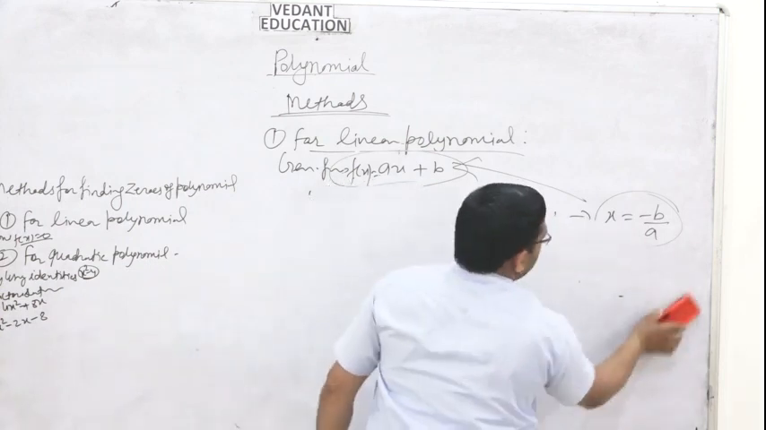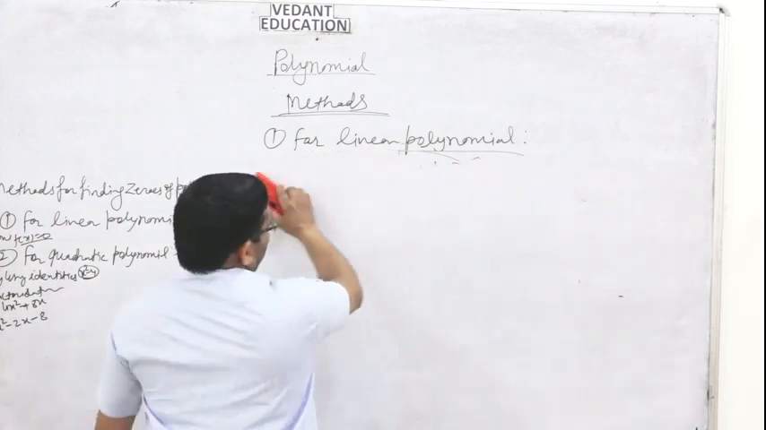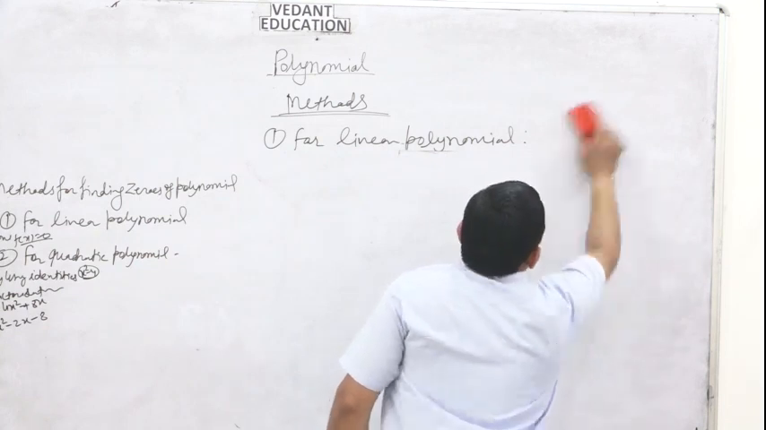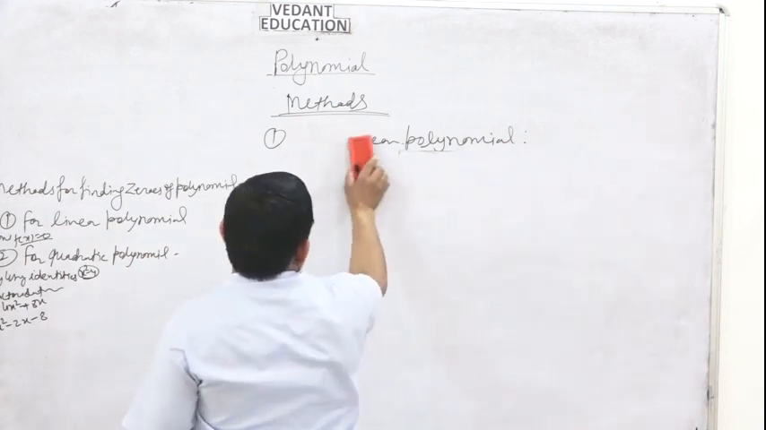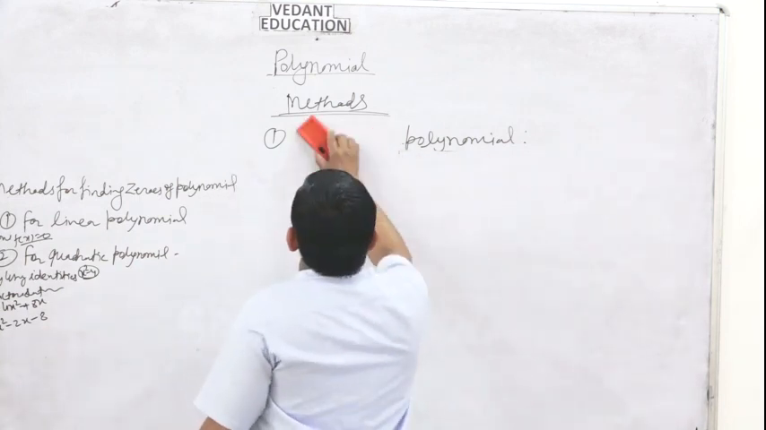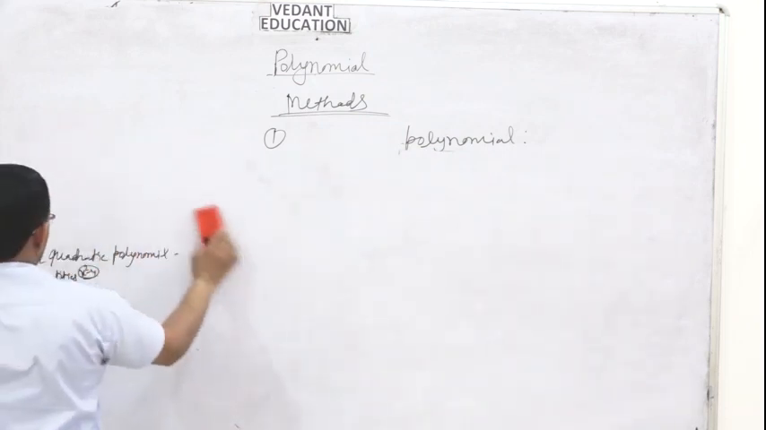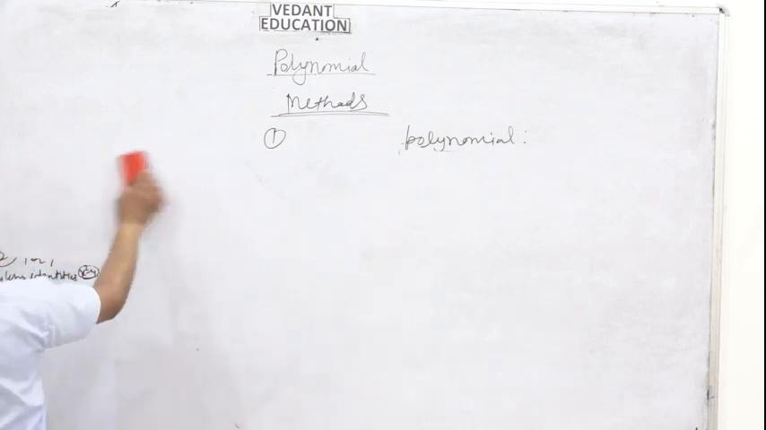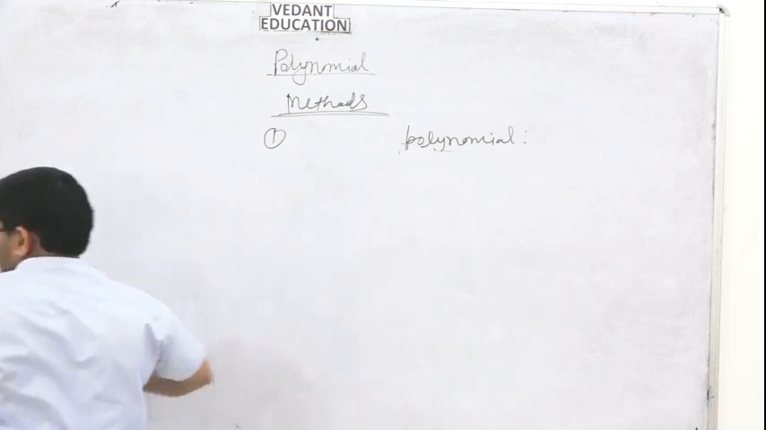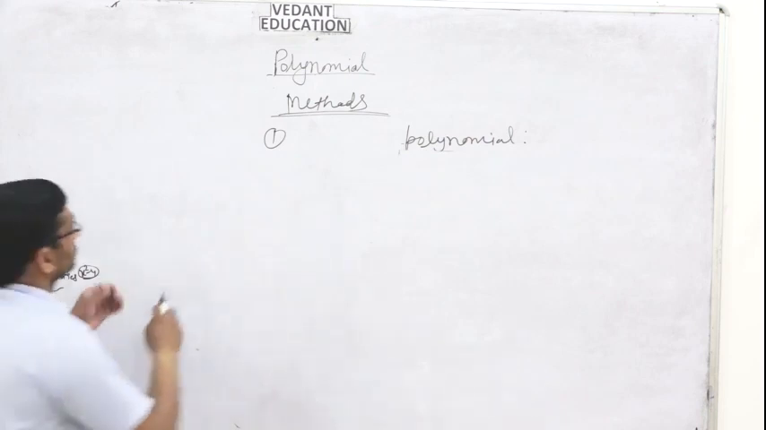Then suppose if we have a polynomial that is quadratic. So now, methods for quadratic polynomial.